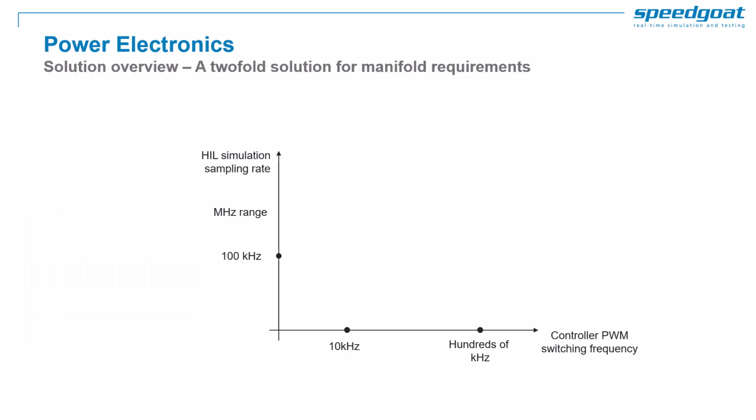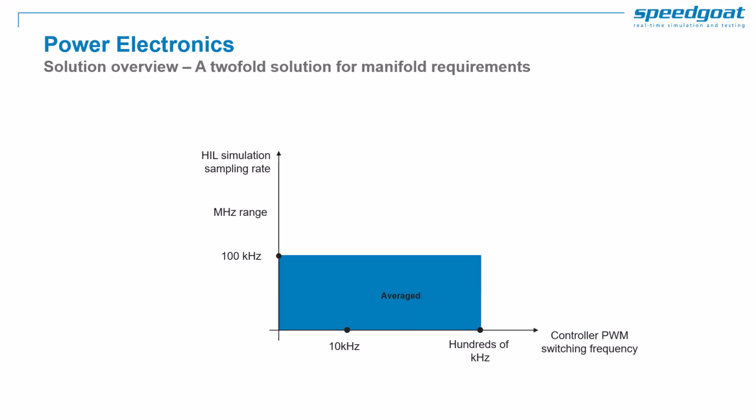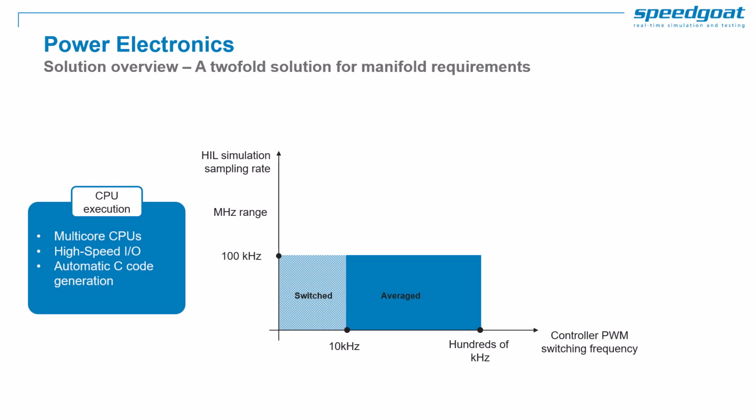First, you need to run a real-time simulation of the power electronics system. Simulation fidelity and speed are crucial for converter hill simulation, so we offer a twofold solution to meet a varied set of requirements. For simulating average inverter models that ignore switching effects and for detailed switching models of converters running up to 10 kHz, you can use a CPU-based workflow.